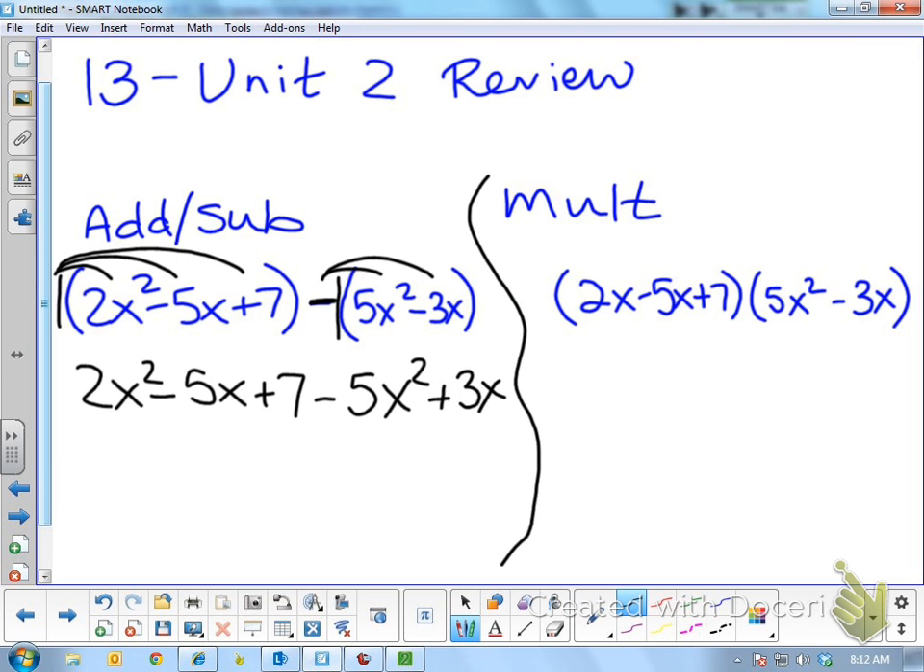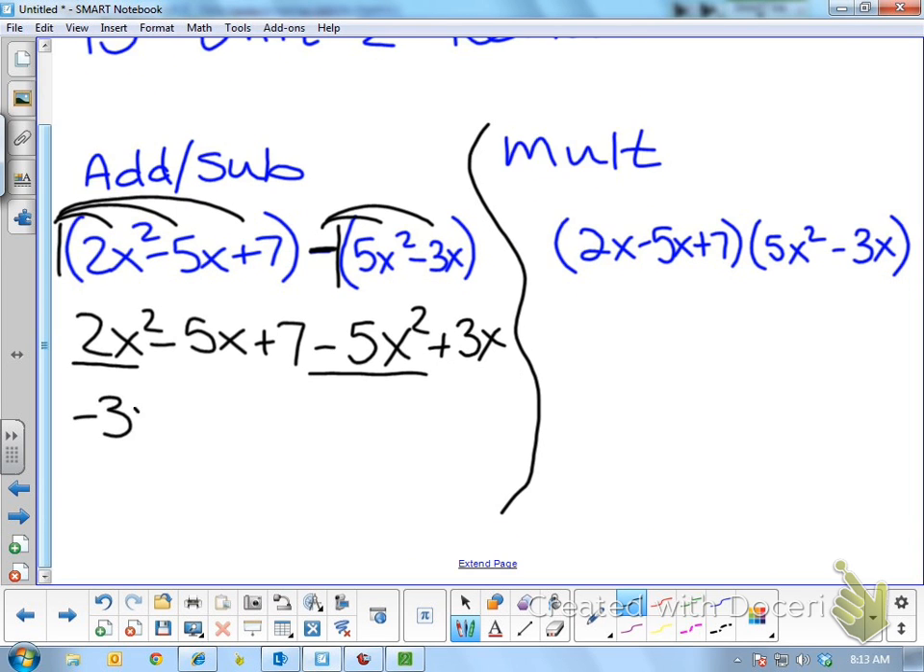So now that I've gotten rid of the parentheses, I'm ready to just combine like terms. Hey Adam, what are my like terms? Which ones could I add together? 2x squared minus 5x squared. So what are the other ones, Liam? Positive 3x and negative 5x. We add those together, we get negative 2x. And then we have plus 7. If anything adds to be 0, we just cross it out, that cancels out.